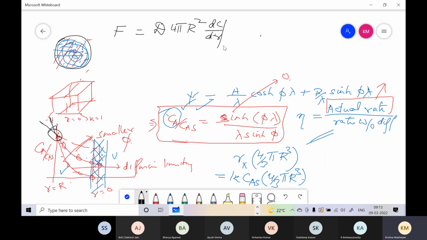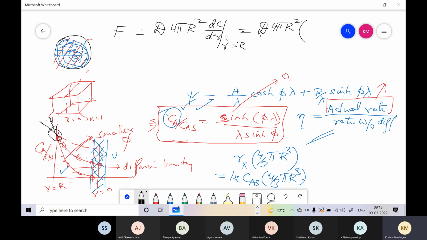dC by dr at r is equal to R. Are you following this argument? Yes. Which is of course also equal to, because we had this as this, which is equal to d. Can you tell me what is this? 4 pi r square.